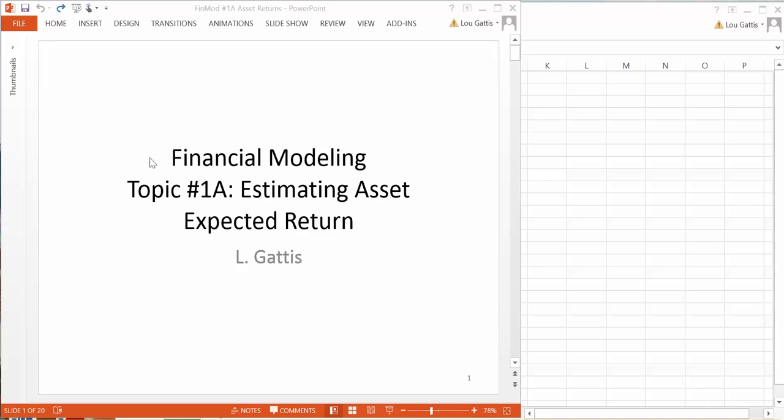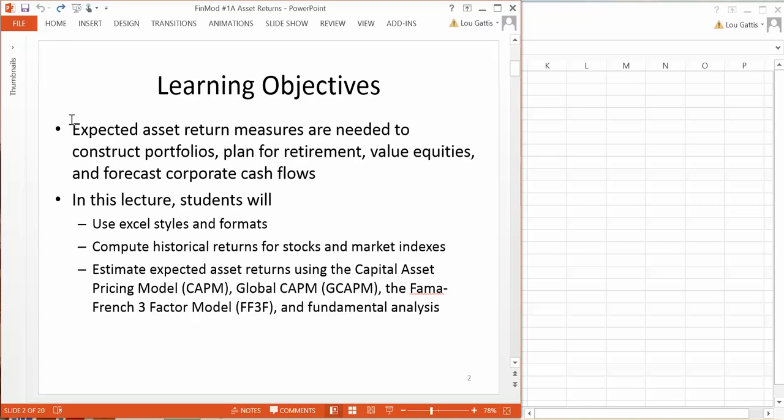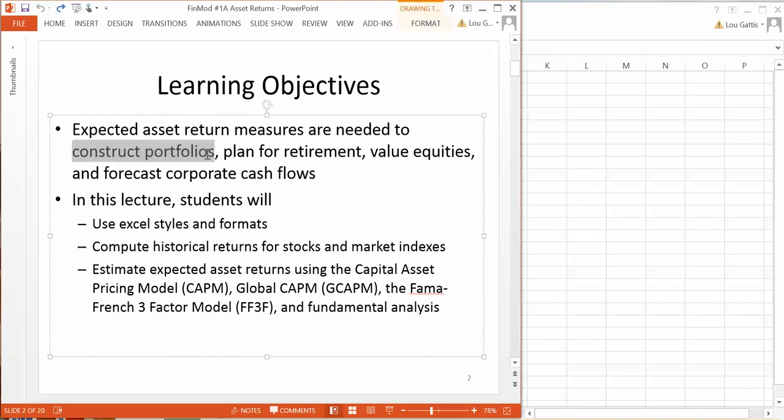Financial Modeling, Topic 1A, Estimating Asset Expected Return. In this topic, we're going to calculate expected return, which is needed in many different cases in finance. For example, constructing optimal portfolios, you need to know the expected return and standard deviation of assets.